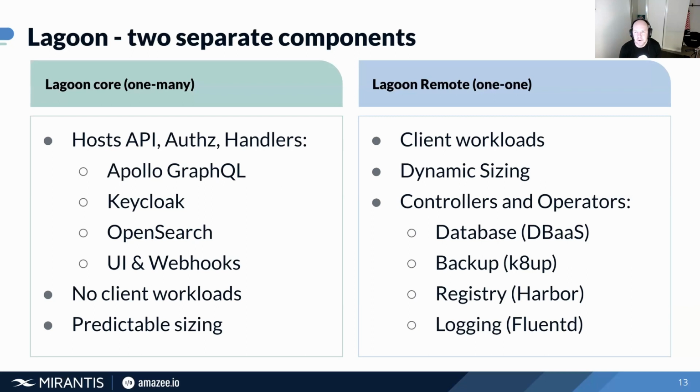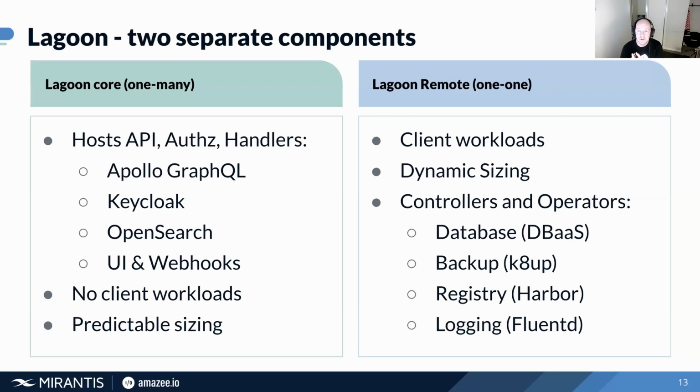The API is built in Apollo GraphQL. We use Keycloak for authorization. We use OpenSearch or OpenDistro for logs and log management. And there's also the UI and the webhook stuff. So that's all the components that talk to the outside world from a Lagoon point of view live in core. Core doesn't host client workloads, and core, for this reason, has a very predictable sizing. So you can provision a cluster of 2 or 3 nodes, and you can power a Lagoon core.